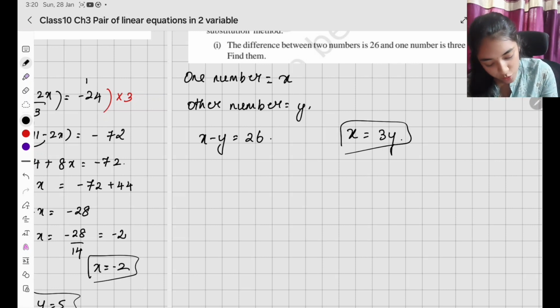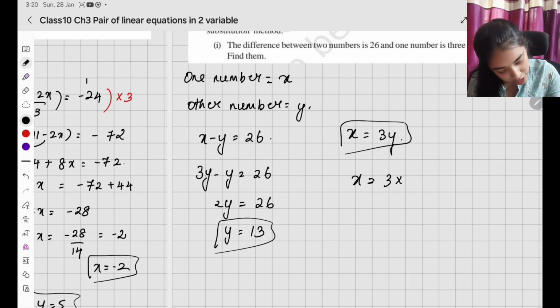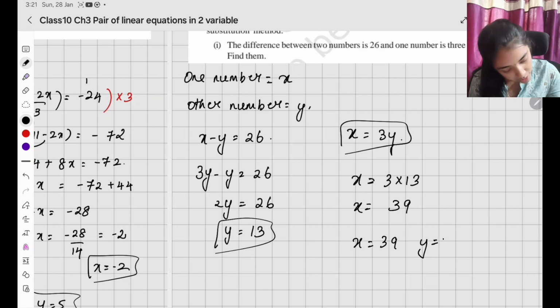So let me substitute. X equals 3y na we have 3y minus y equals 26. 2y equals 26. Y equals 13. If y equals 13 na x enna, 3 into 13. So 3 3s are 9, 3 1s are 3. So we have x equals 39 and y equals 13.